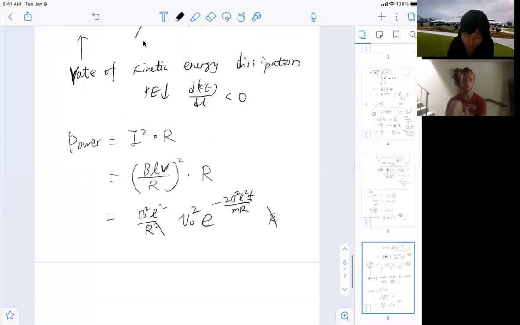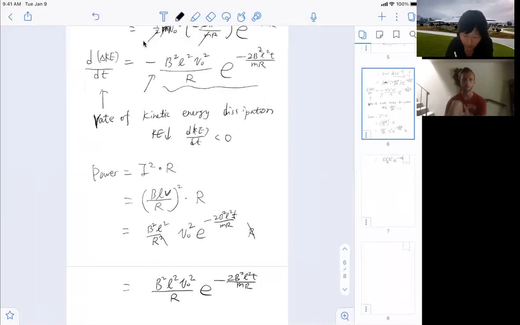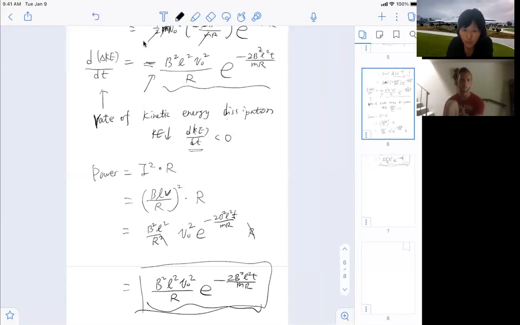So what do I get? I get V squared L squared V naught squared over R, e to the power of 2 V squared L squared T over MR. And does it equal to that? They are exactly the same, right? The rate of change of kinetic energy, because kinetic energy is decreasing, you get a negative sign, and the amount of that dissipated is exactly how much power is being consumed in your circuit.